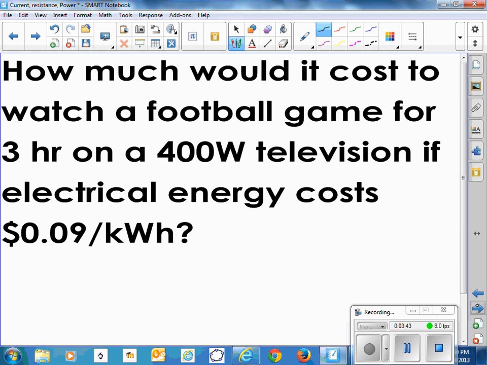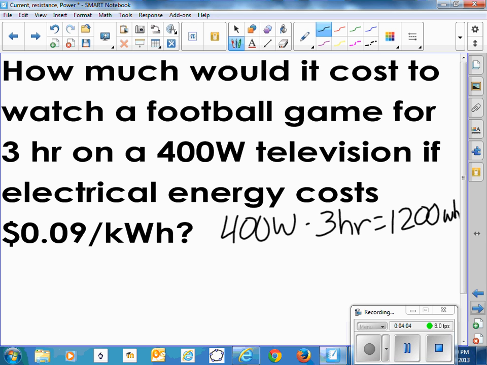How much would it cost to watch a football game for 3 hours on a 400 watt television if electrical energy costs 9 cents per kilowatt hour? So 400 watts times 3 hours gives me 1,200 watt hours. So that would be 1.2 kilowatt hours.